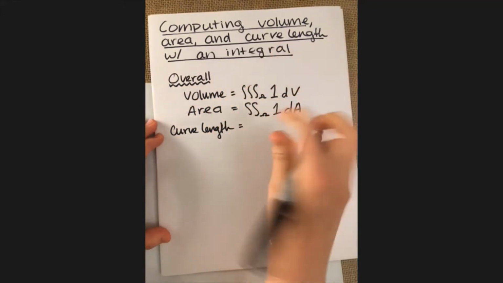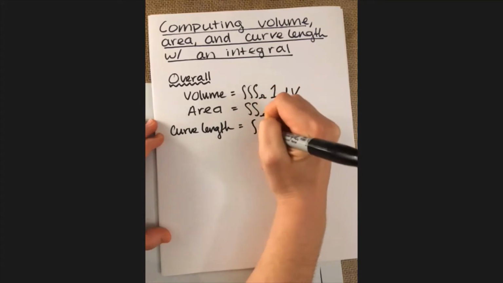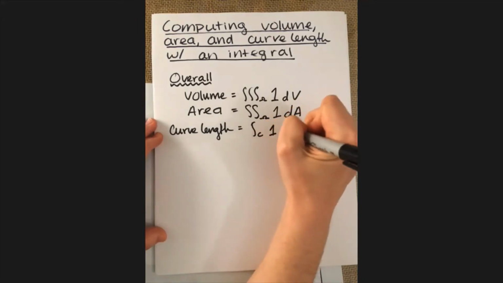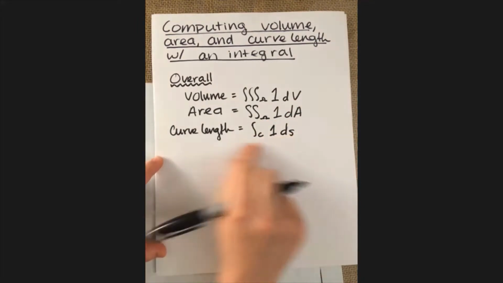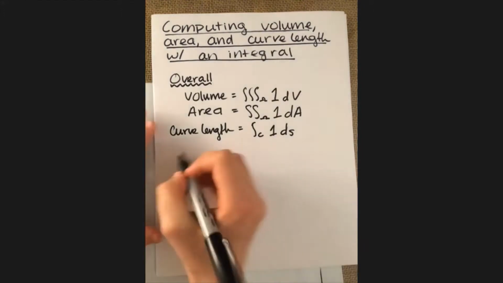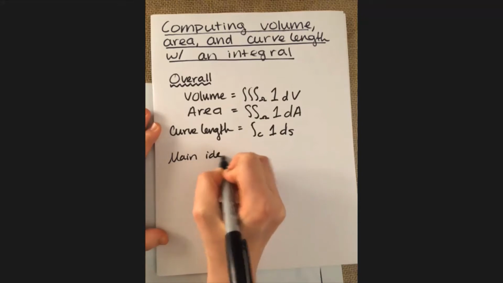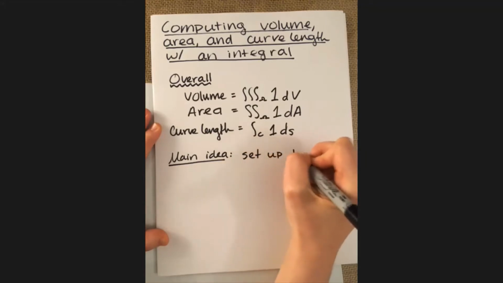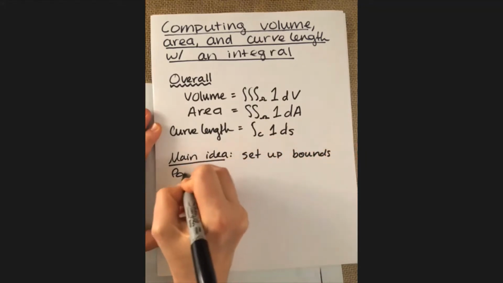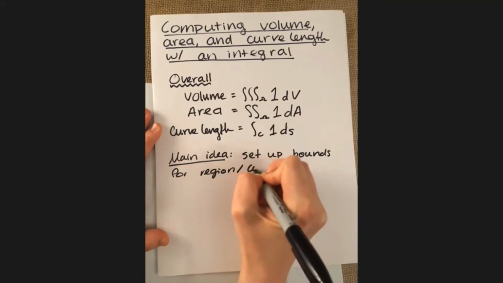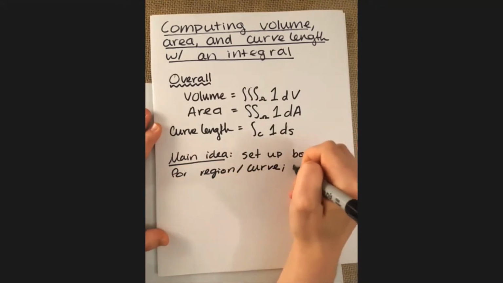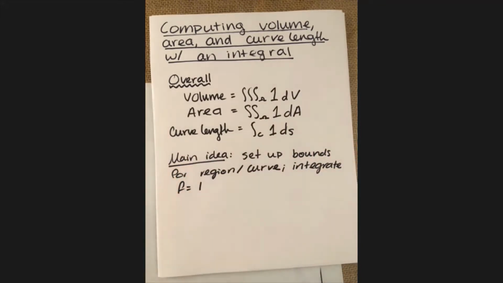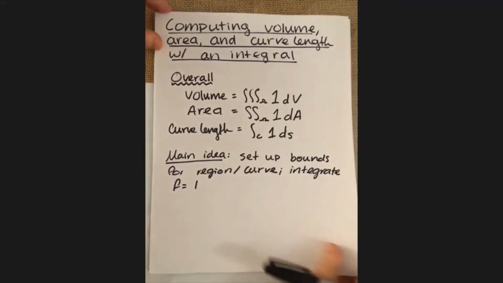And then finally, as you might suspect for curve length, instead of looking at a region, we're looking at a single integral over a curve, say C, and the length of this curve C is given by a 1 and then ds, where S is our curve chopped up into tiny little pieces, and then we just add them all together. So the main idea: we set up the bounds for your region or curve, and integrate with the function inside being just the number 1. Okay, so let's look at some examples for this.